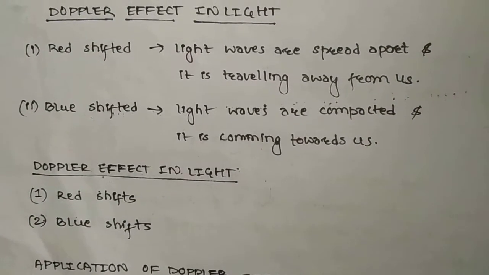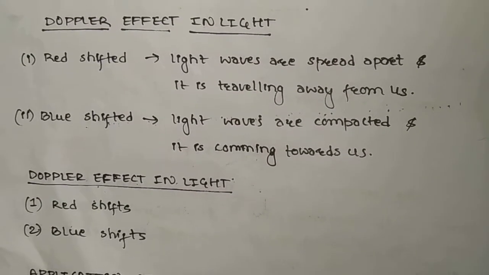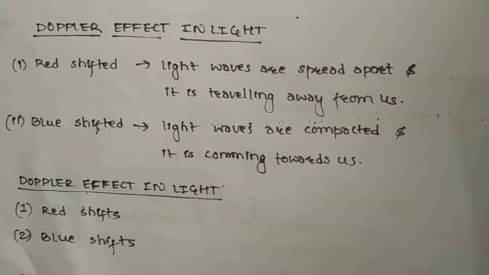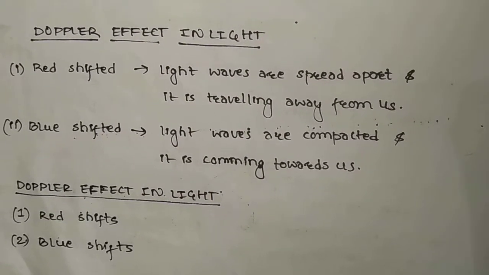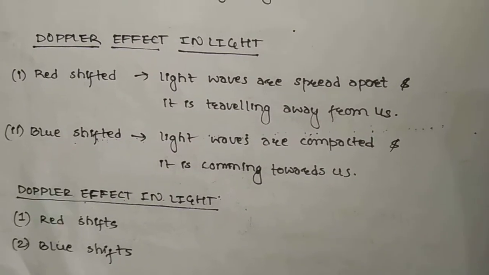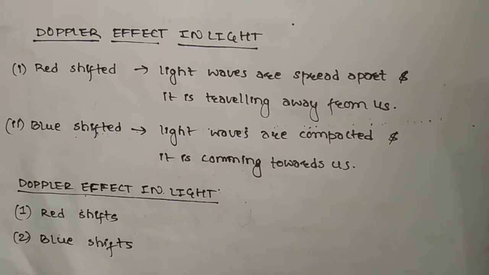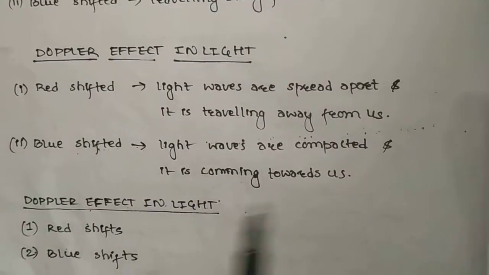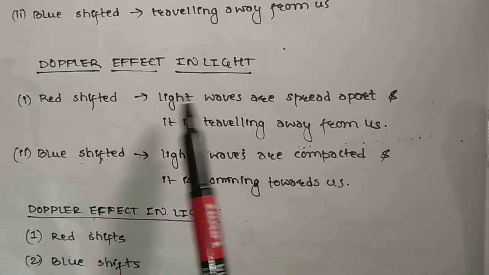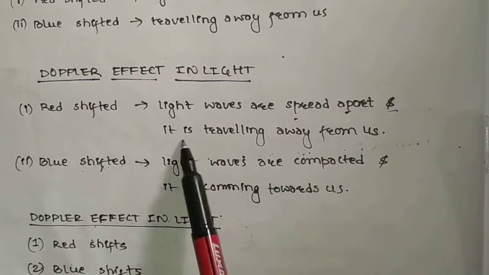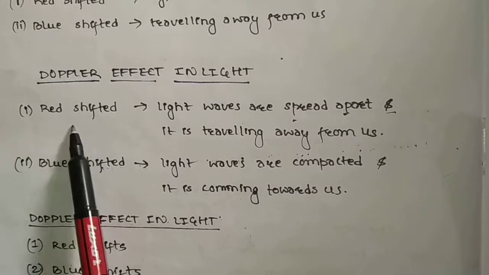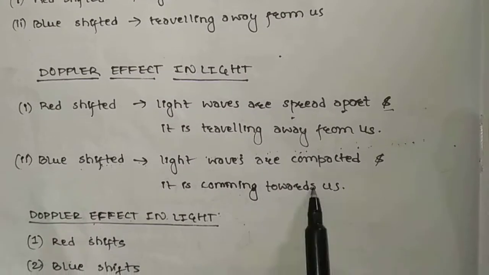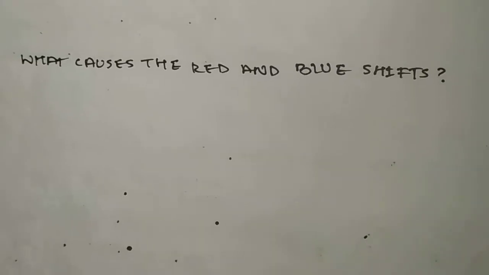So till now we have discussed the Doppler effect in sound. Now we are going to discuss the Doppler effect in light. The Doppler effect also affects the light which is emitted by other bodies in space, and it is categorized into two shifts, red shift and blue shift. Red shift is when light waves are spread apart and traveling away from us. And when light waves are compacted and coming towards us, we call this blue shift.